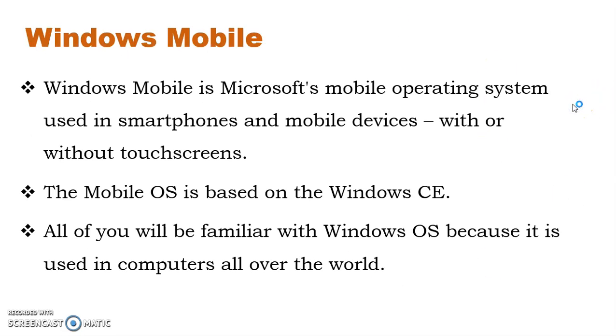The first one is Windows Mobile. Windows Mobile is Microsoft's mobile operating system. Everyone knows about Windows operating systems. Nowadays, most desktop operating systems are Windows, and we also use other operating systems. The Windows Mobile operating system is used in smartphones and mobile devices with or without touchscreens. It is based on Windows CE. CE stands for consumer electronics.